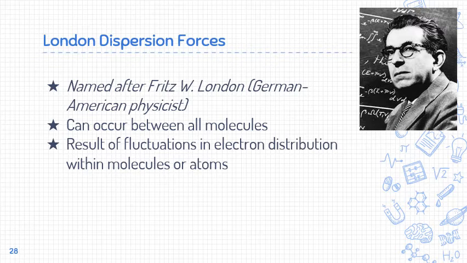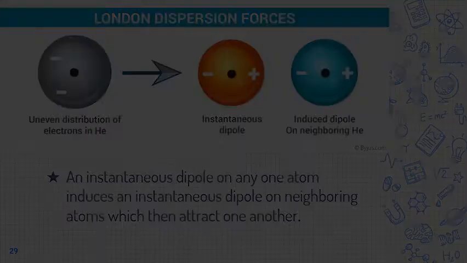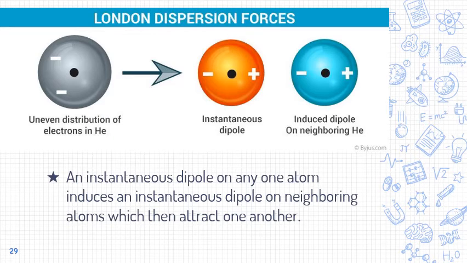The first type we'll look at is London dispersion forces, which is named after Fritz W. London, who was a German-American physicist. London dispersion forces can occur between all molecules. These are a result of essentially the instantaneous and induced dipoles that we looked at earlier. So these are the fluctuations in electron distribution within a specific molecule or atom. London dispersion forces happen due to these instantaneous and induced dipoles.